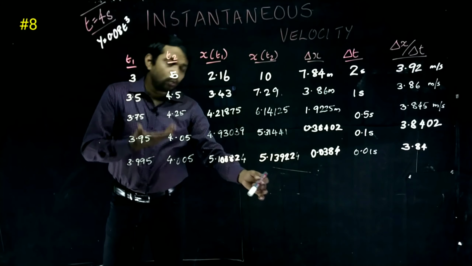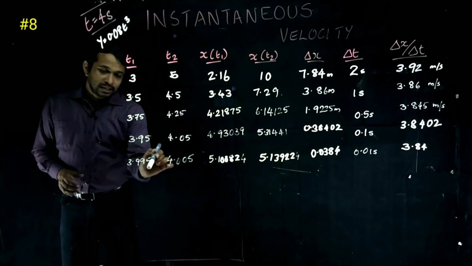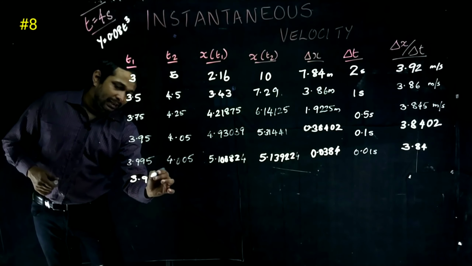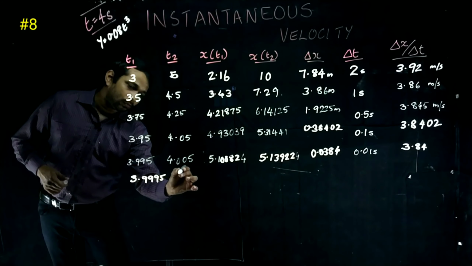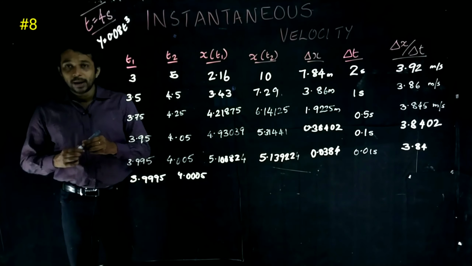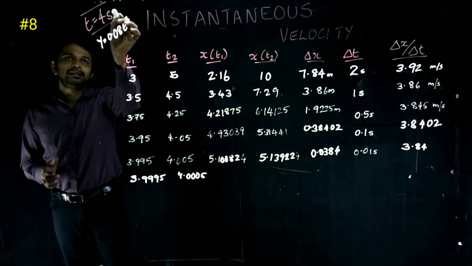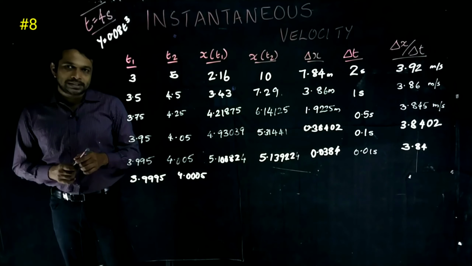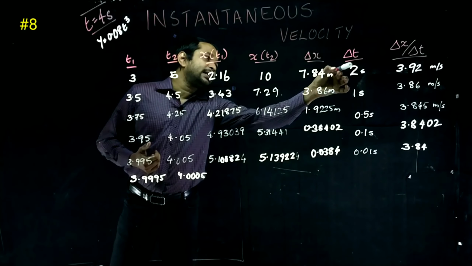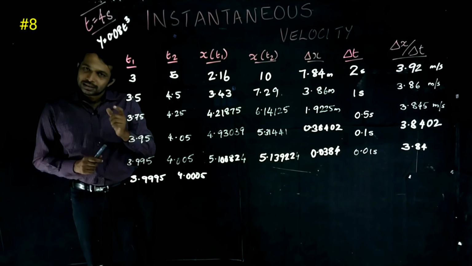Now if you want, you can again take it down to 0.001 second, by which this T1 and T2 will become 3.9995 and 4.0005, by which you are more close to the instantaneous velocity at t equal to 4 seconds. Okay, what we are doing is we are taking this delta t maximum close to 0.